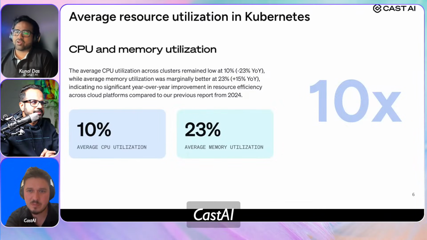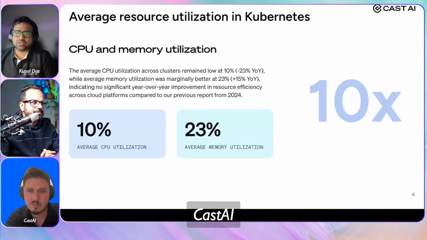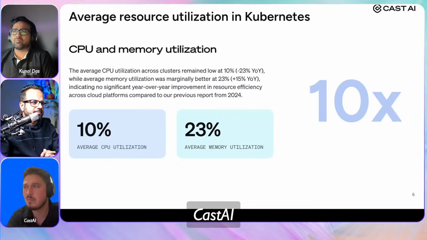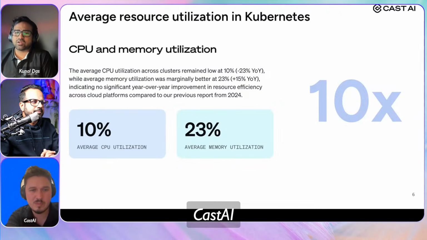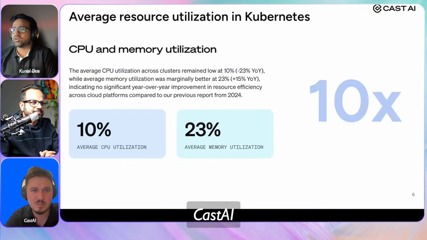Next, even though I am not that worried about memory because it's still comparatively a little bit cheaper than CPU, frankly 10% is not a good number. It should be at least 60 to 70% to make sure that what you are paying and what you are getting back is the same, right?